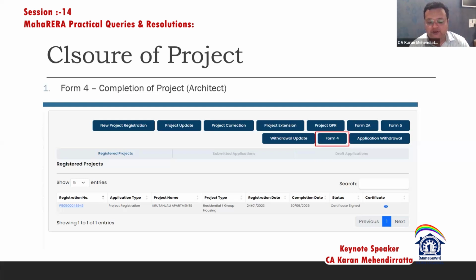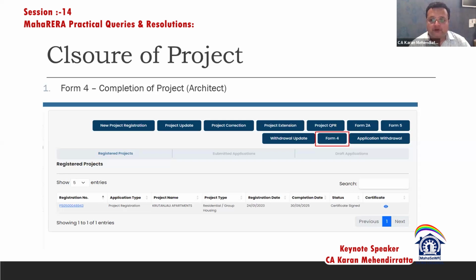This is the new MahaRERA web page, in which I have shown you that we have to submit Form 4. They have given us a different tab for submitting Form 4. Previously it was in the documents upload section, but now a particular tab has come, and I believe the process of getting acceptance may change, but in times to come we will get to know, because the site has only just become available.